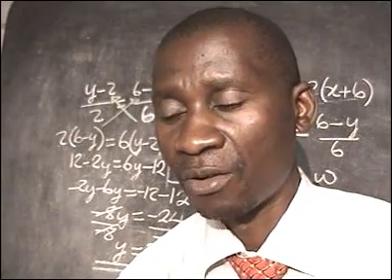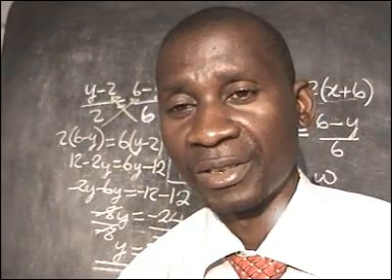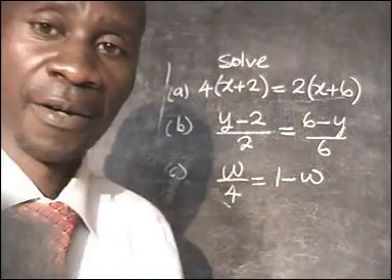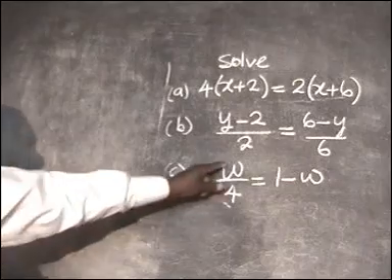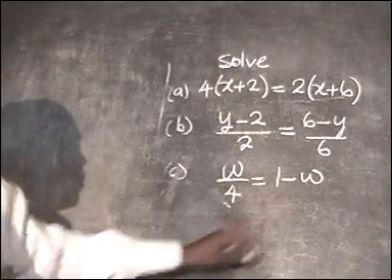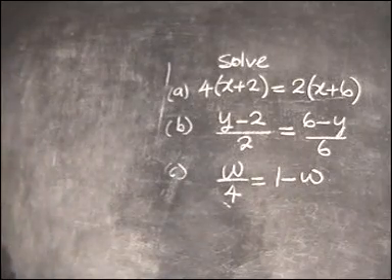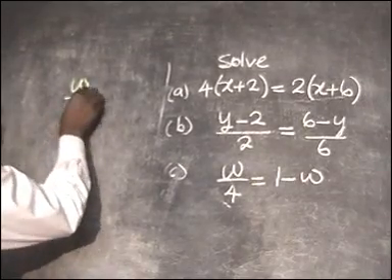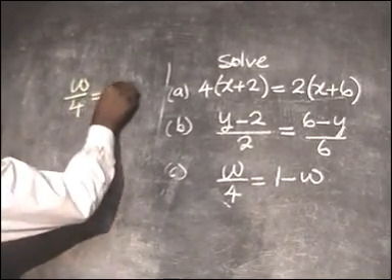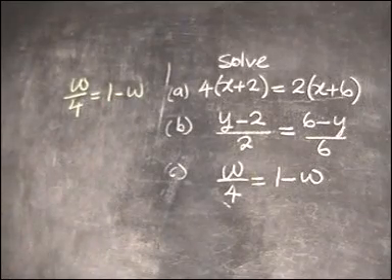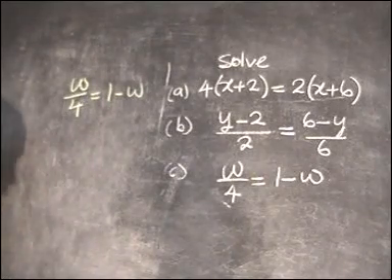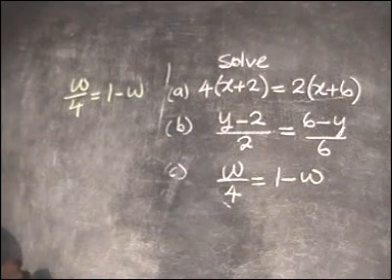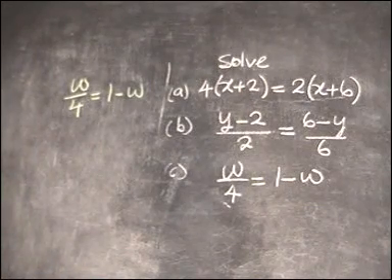And before I cross over, let me look at the question W over 4 equals 1 minus W. So I transfer it as usual. This is W over 4 equals 1 minus W. How can such a problem be solved? Simple and straightforward.